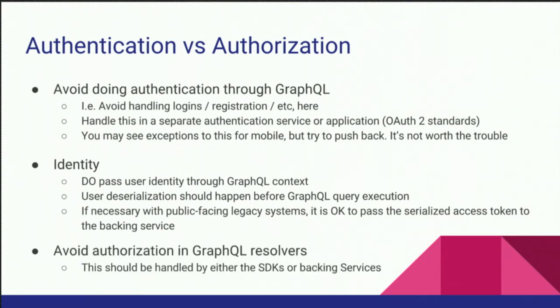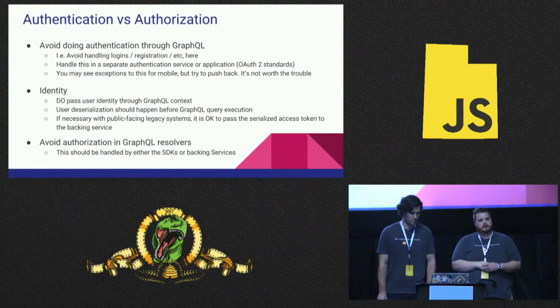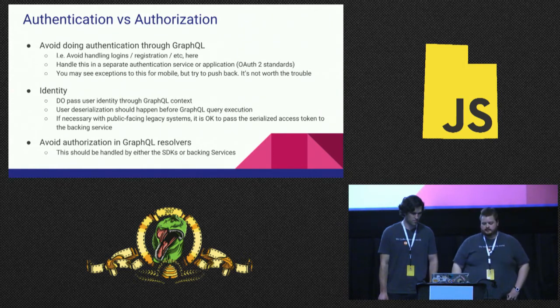Authorization, which is making the decision on who has access to this, should also not happen inside GraphQL. This is considered business logic, which we want to be completely separate, and Seth's going to talk a little bit about that in a moment. But authorization should either be handled inside the SDK, which is outside of Graph, but still part of the platform, that's shared code, or it'll be happening all the way back in the backing service.